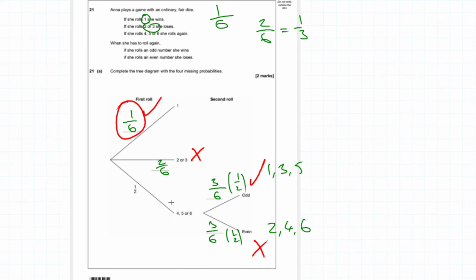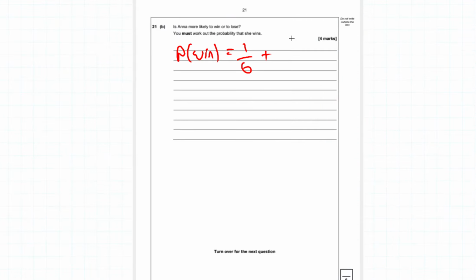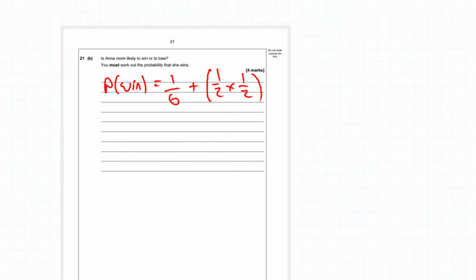Now here, when you have 2 possibilities, so when you have one probability and then another event happens for you to win, you need to multiply them. So it's going to be a half times a half, or times 3 over 6. So this is equal to a half times a half, which is 1 times 1 over 2 times 2, which is 1 over 4.